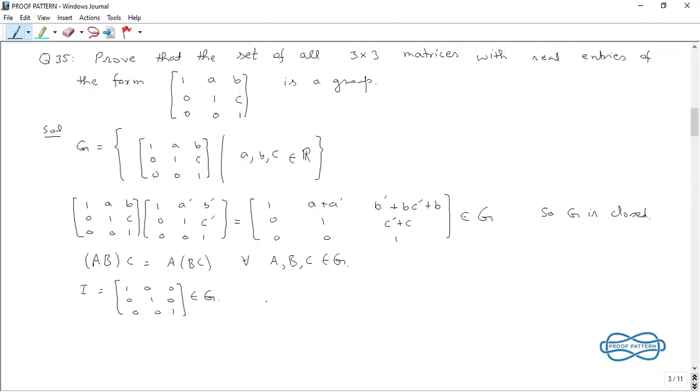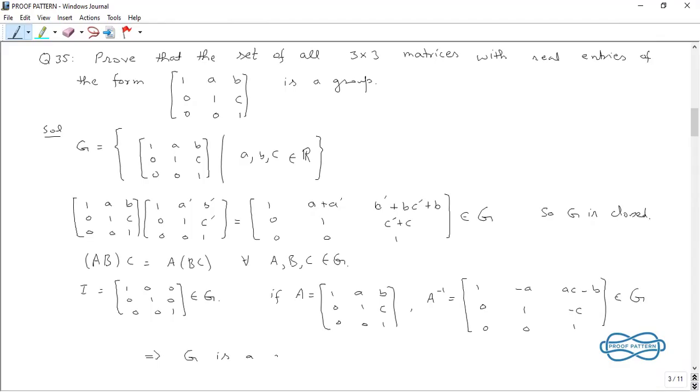And we know that if A is this matrix, then A inverse will be, after simple calculation, 1, minus A, AC minus B, 0, 1, minus C, and 0 0 1. And that is also of the form of the matrices which belongs to G. So this also belongs to G. So this means G is a group.